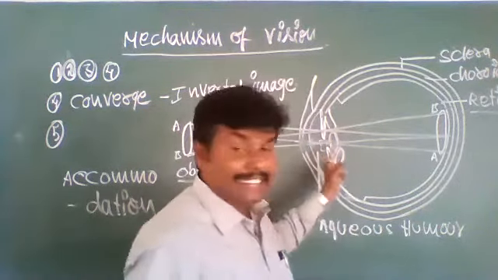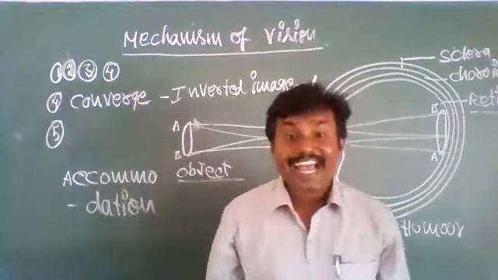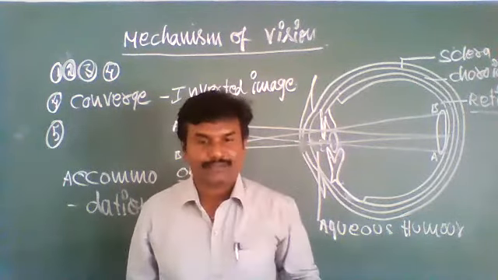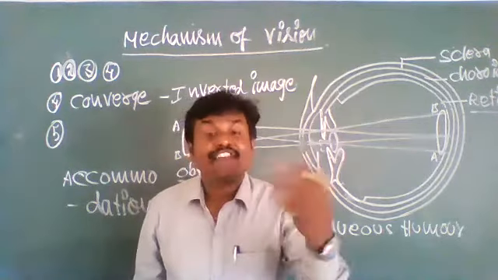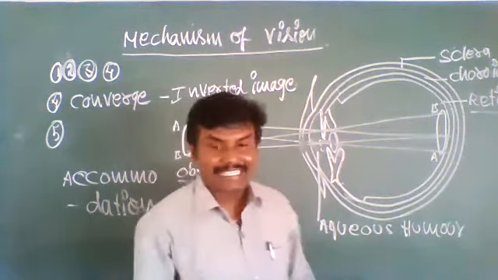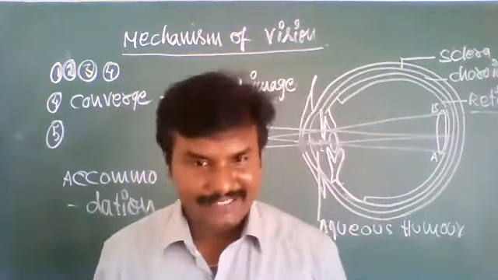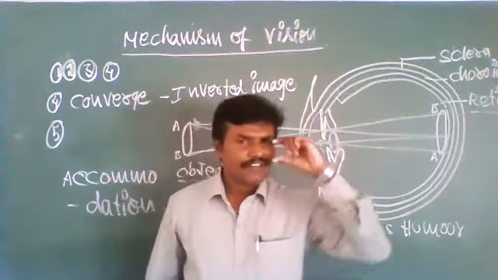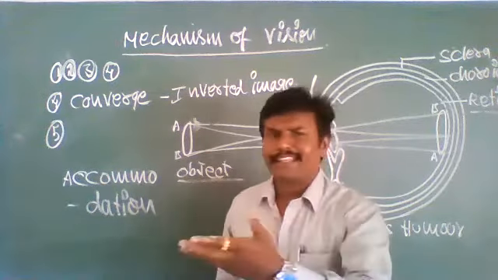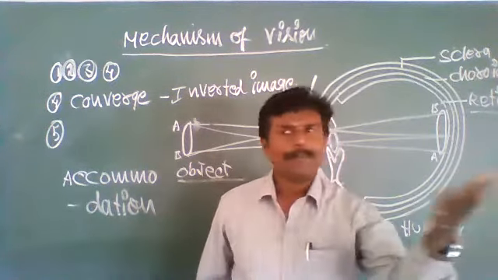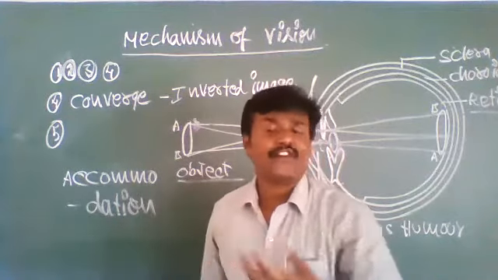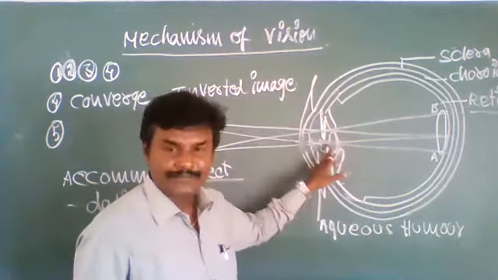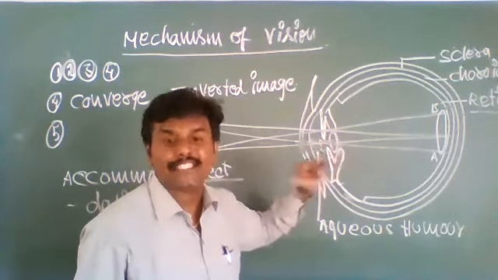If this lens fails to adjust, as I already said, through contraction and relaxation, if those adjustments fail, we will receive a blur image. Some people will say that if I remove my spectacles, I am not seeing anything properly. A blur image is forming. Why? Because the lens failed to adjust properly.